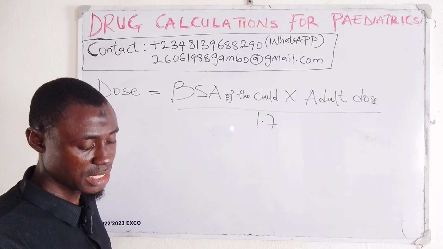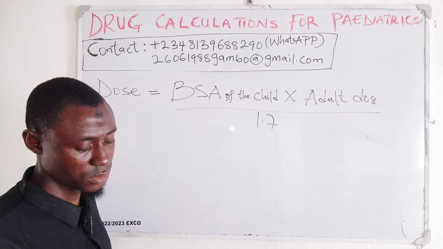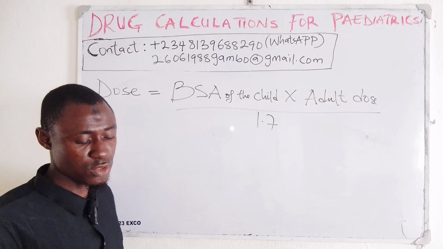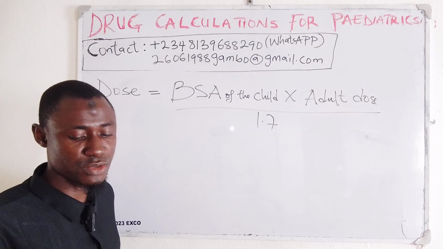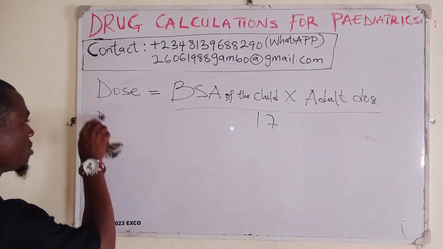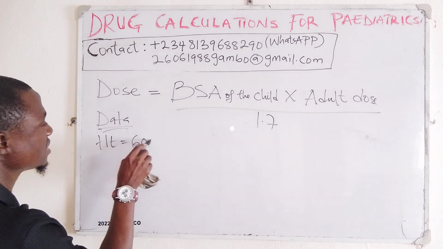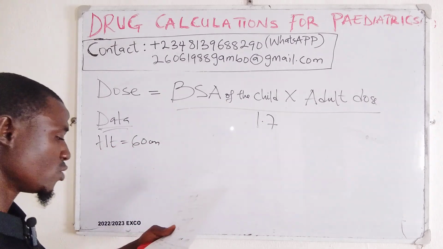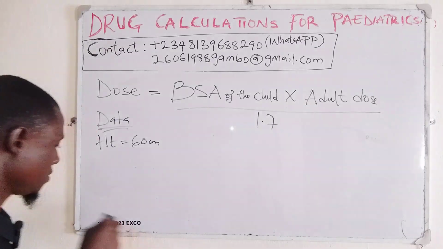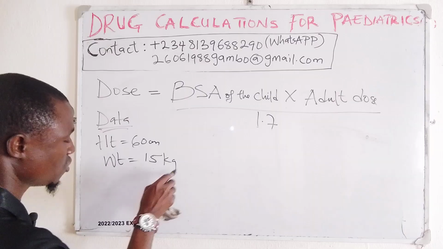It's an antibacterial agent or antibiotic, and of course, it's one of the very good antibiotics that can be used on children as well. So, what dose of gentamicin injection will you give to a child whose height is 60 centimeters? So, let's take down the information. The height of the patient has been given to be 60 centimeters. What dose of gentamicin injection will you give to a child whose height is 60 centimeters and weighs 15 kg? So weight of the patient is also given to be 15 kg.